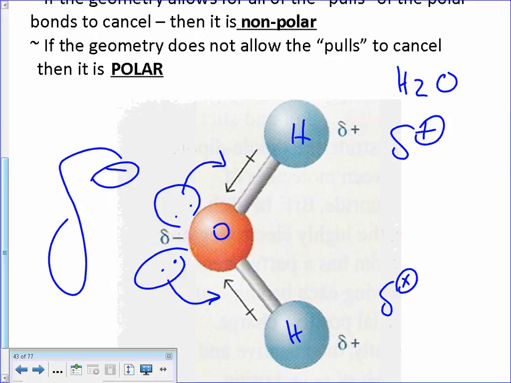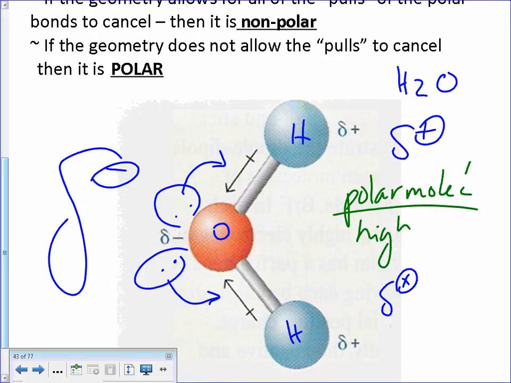Okay, it's got poles. This is the only reason we're learning about molecular polarity, because we then have to derive the properties of polar compounds versus nonpolar compounds. So polar molecules will have things like high melting point, high boiling point, high surface tension, cohesion, adhesion, things like water has. So that's what we're going to get into tomorrow.